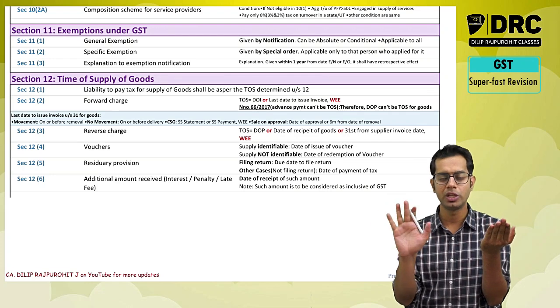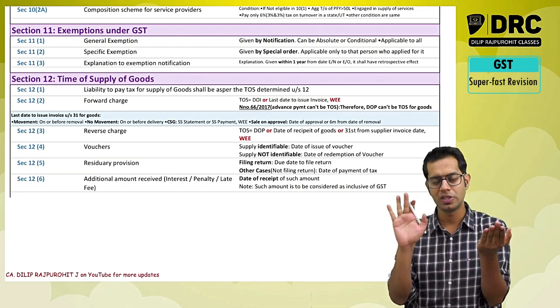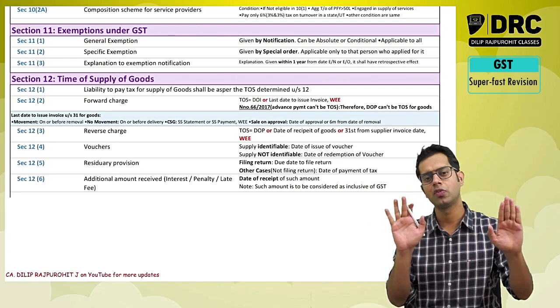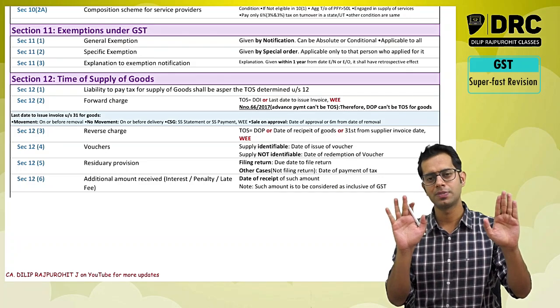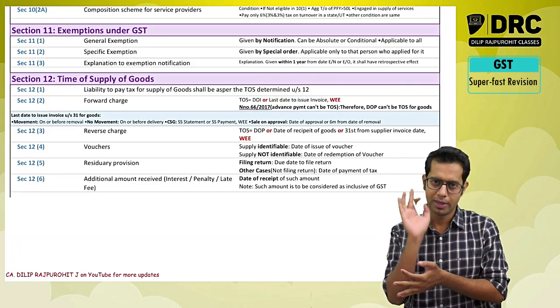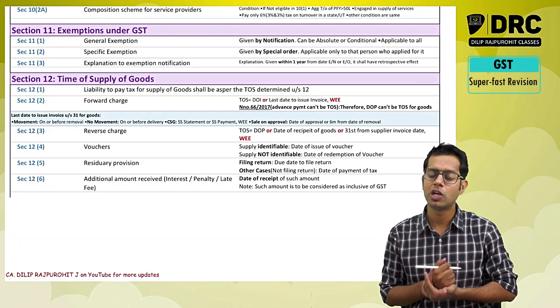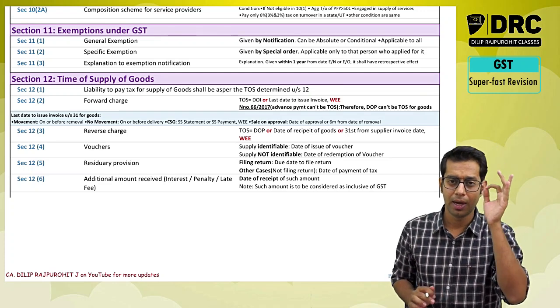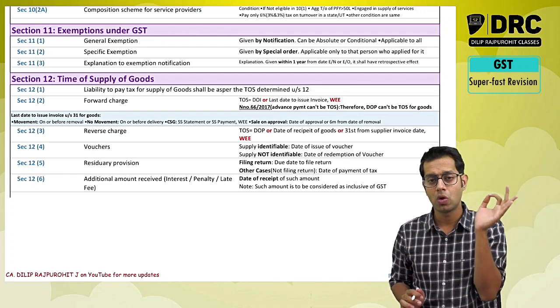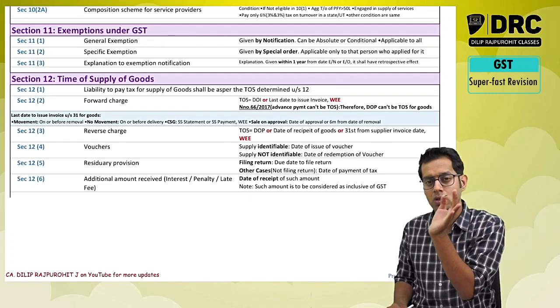If the invoice is issued within the due date, the time of supply is the date of invoice or date of payment, whichever is earlier. If the invoice is not issued within the due date, it is the date of invoice, last day to issue invoice as per section 31, or date of payment, whichever is earlier. Sir, what do you mean by date of payment? Date of payment means the date on which the amount is getting credited to the bank account, or the date on which the entry has been made in the books of accounts, whichever is earlier.